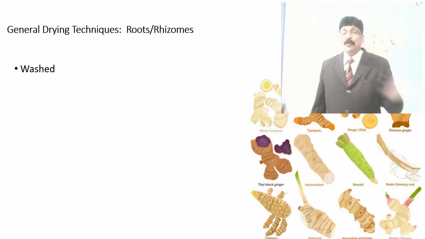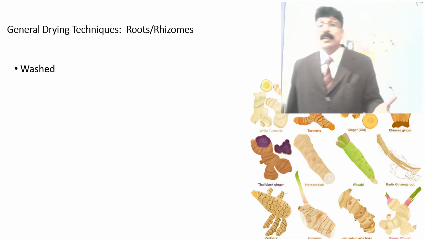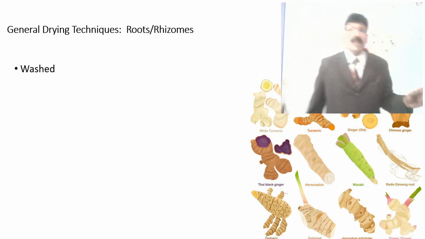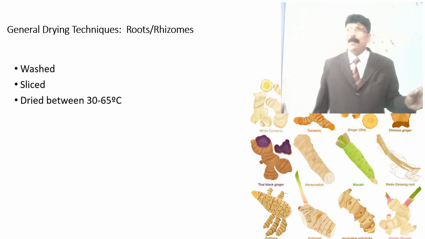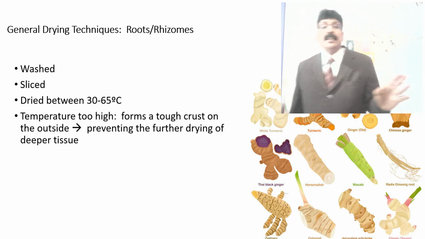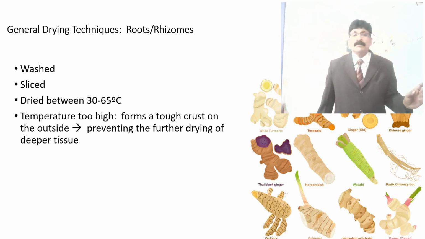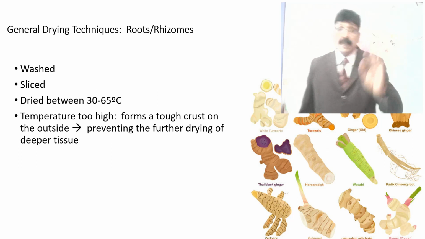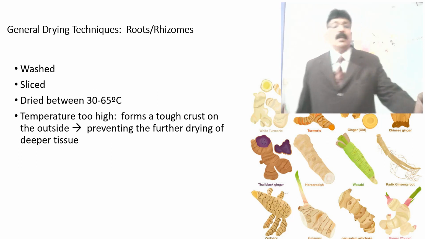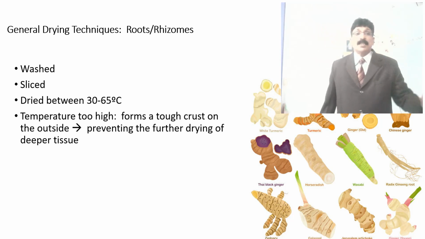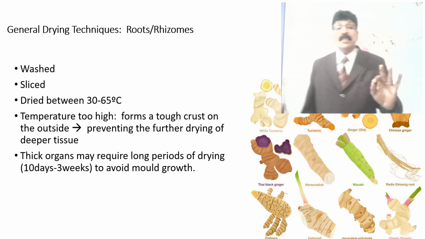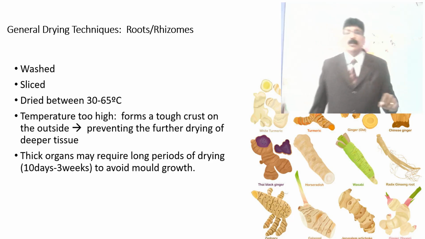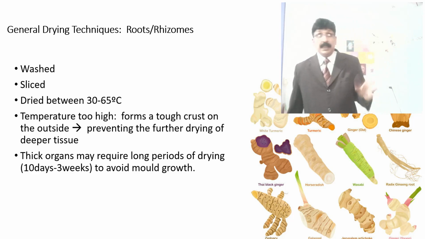Drying techniques for roots and rhizomes. You may have many rhizomes which we come across, ginger and many others. Rhubarb: washed, sliced, dried between 30 to 60 degrees centigrade. If the temperature is too high, it forms a tough crust on the outside, preventing the drying of deeper tissues. Thick organs may require a long period of drying, 10 days to 3 weeks.